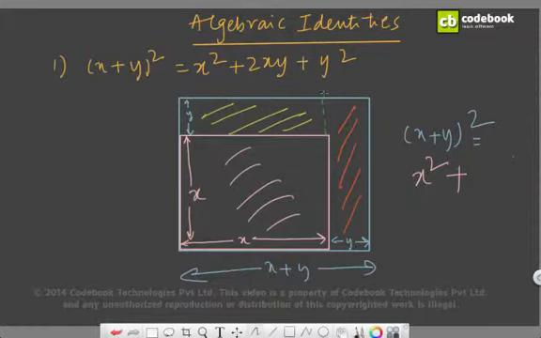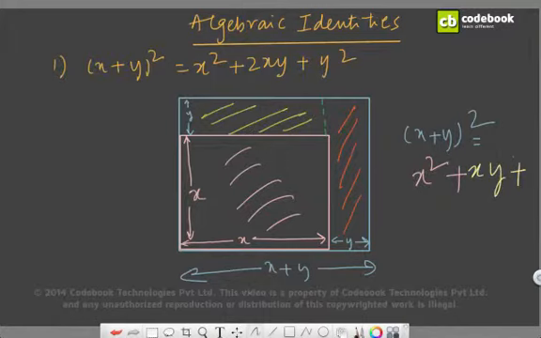The second box on the top is a rectangle whose height is y and whose width is x. So the length is x and the breadth is y. And we know that the area of a rectangle is length times breadth. So that will end up as xy.